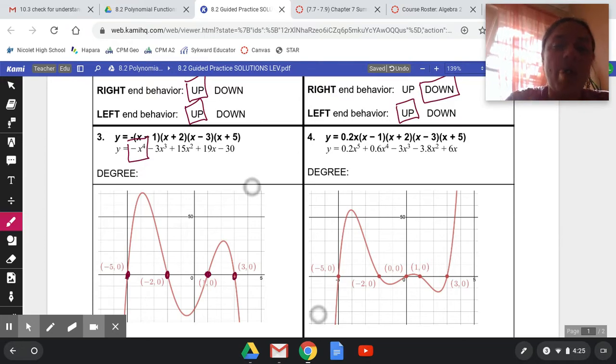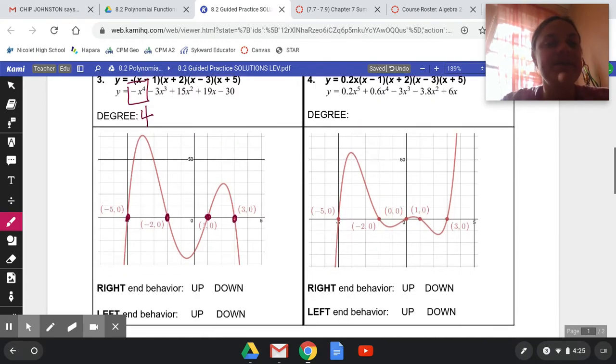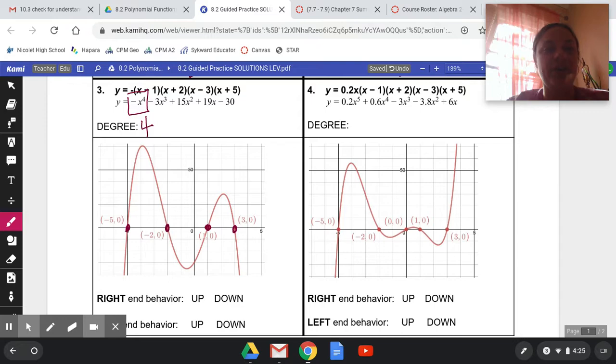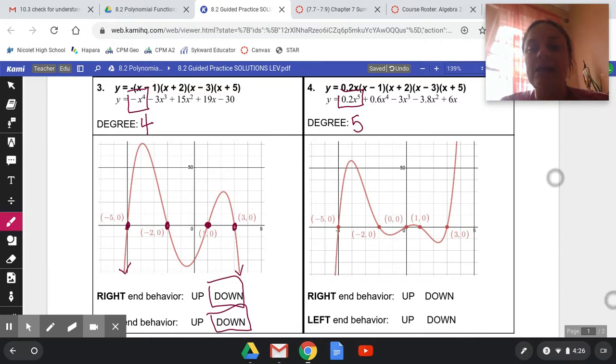My degree is 4 because that is the highest exponent in this polynomial, which is really easy to see when I'm given my polynomial in standard form. Note, I could also go back and just see, okay, how many x's do I see in factored form? But anyways, looking at the end behavior, notice that my right side is going down and my left side is also going down. Right? Then we're going to move on to problem number 4. And if I look at my first term in standard form, my degree is 5. And as I look at the end behavior, what is happening here? Well, on the right side, it is going up. And on the left side, it is going down, okay?